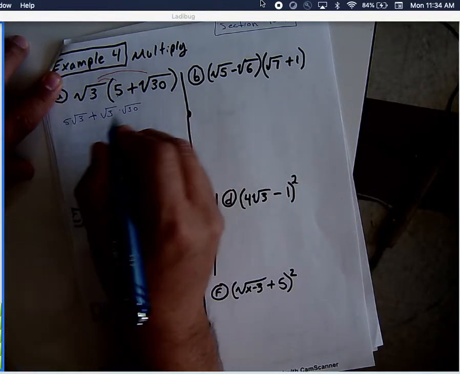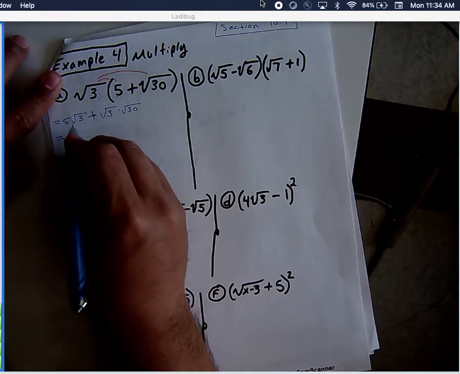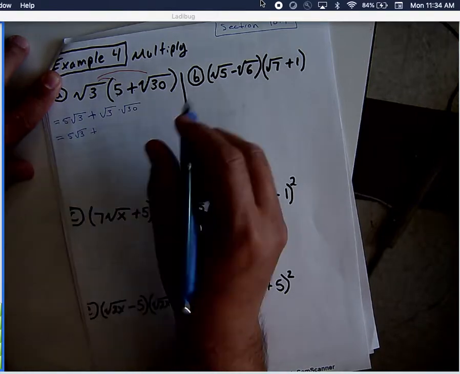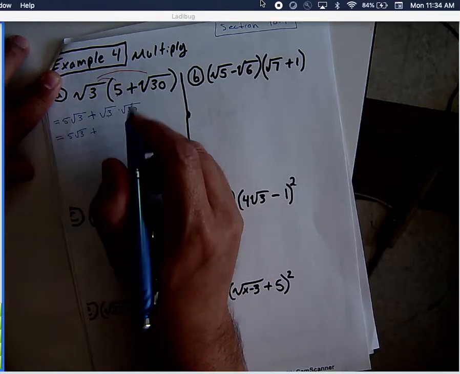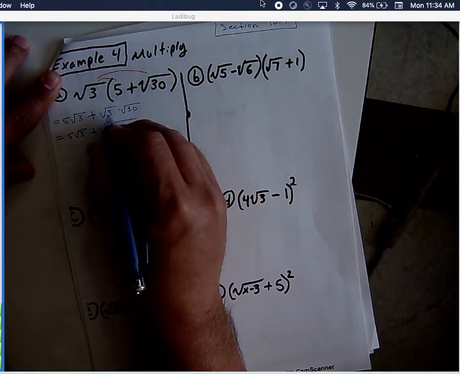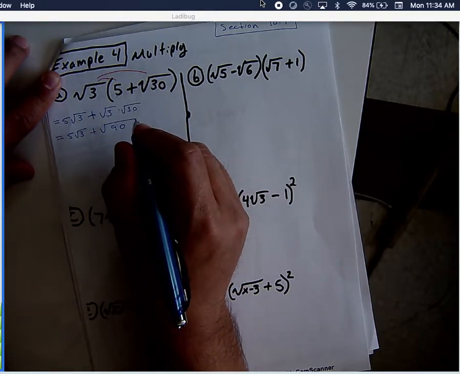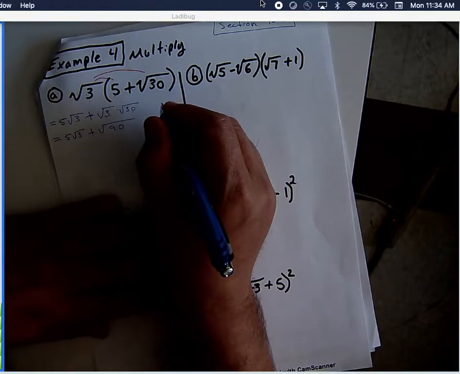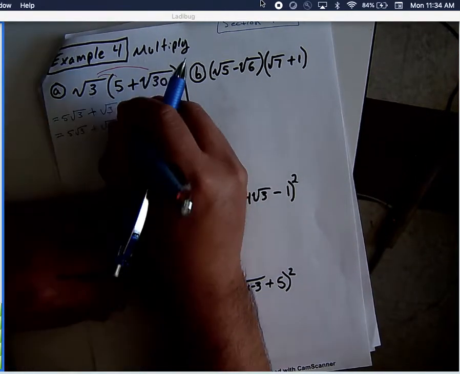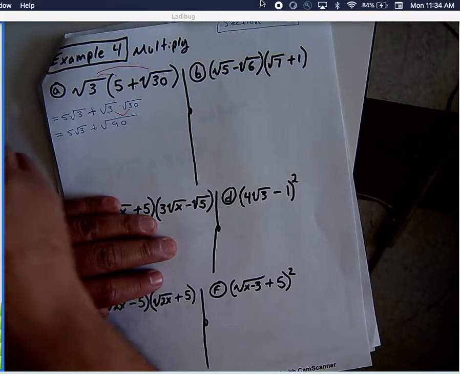Okay. From here, I'm going to leave this one the same. From here, you can actually combine these two. 3 times 30 would be 90, so square root of 90. I just combined these two because they have the same index, so you're able to multiply them and put them inside the radicand.